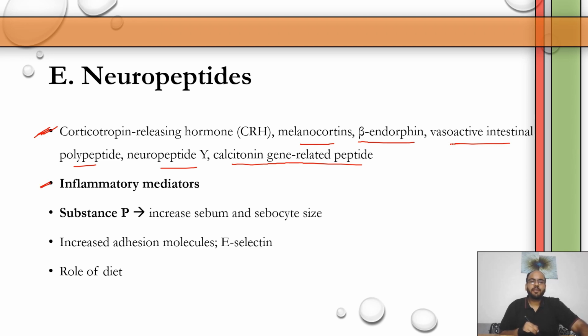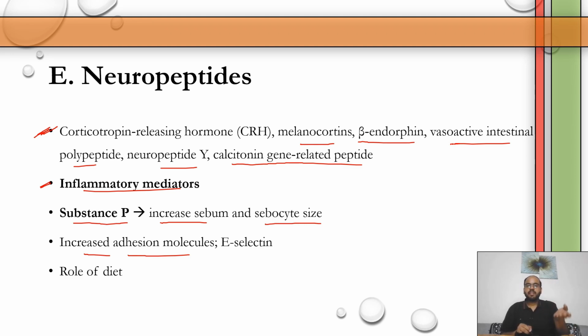Now, these are all inflammatory mediators. They will increase inflammation. A good potent one is substance P. And if you have gone through our video of pathomechanism of pruritus, you will understand how important substance P is regarding inflammation. Now, substance P in the context of acne increases sebum and increases sebocyte size. So the size of the sebaceous gland and the production of sebum are increased under the action of substance P. Neuropeptides also increase adhesion molecules, which are responsible for calling out the inflammatory cells and their attachment at the site of action.